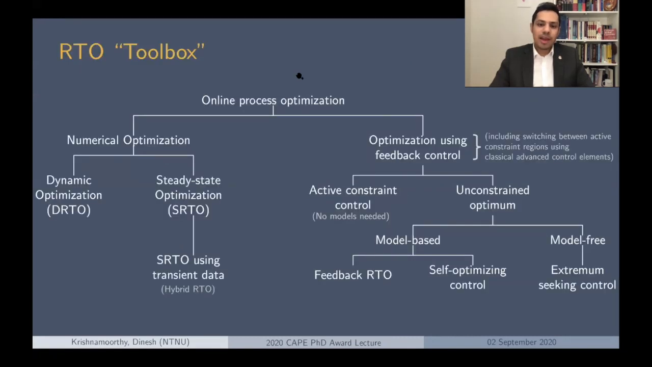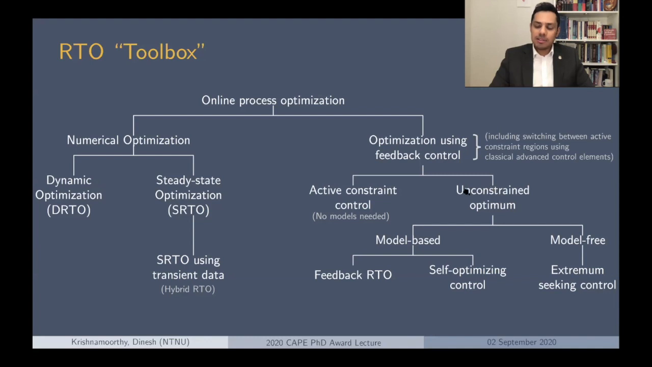So with that, we have a toolbox of different online process optimization approaches, where on one side we have numerical optimization based approaches where we use a detailed process model and solve a numerical optimization problem, be it static or dynamic. And on the other side, we have feedback-based optimization, where we achieve optimal operation by using feedback control. And in order to do that, we have to translate the economic objectives into control objectives. And that means we need to first control the active constraints to its limiting value.